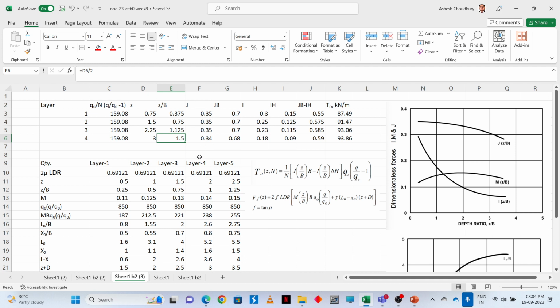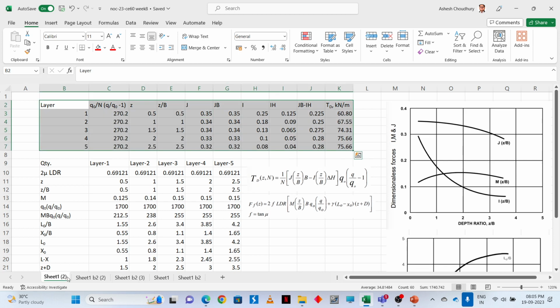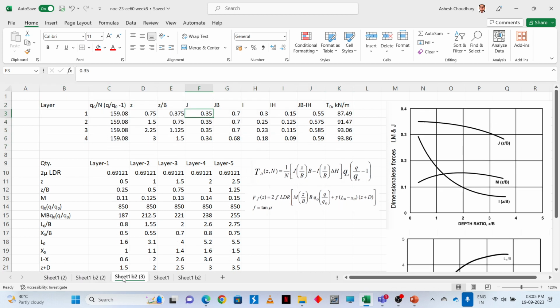So again, these J's we need to calculate. Say 0.4, almost 0.5 only. So it will be approximately 0.35. Then the 0.75. 0.75 means here, also 0.35. Yeah, it's fine. For 1.125, a little bit less, you could take 0.25. It's fine. J won't change that much.